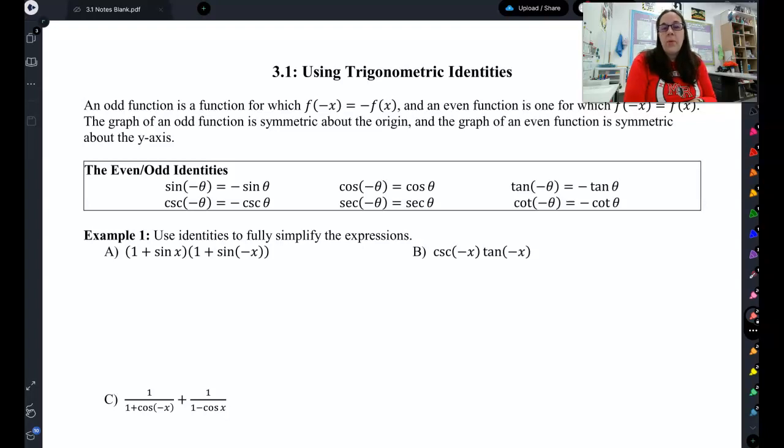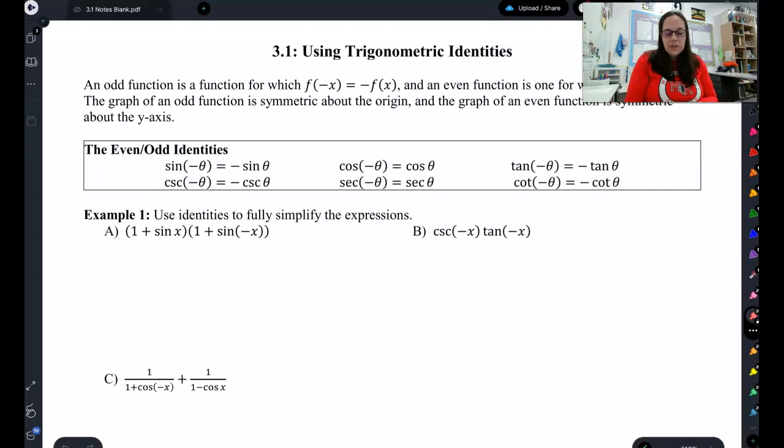Welcome to lesson 3.1. In this lesson, we're going to learn a bunch of trig identities. These are basically more equations that you need to memorize. So like we've done the quotient identities so far, we've done the reciprocal identities and the Pythagorean identities, we're going to add more to those today. So we're going to start off with the even-odd identities.